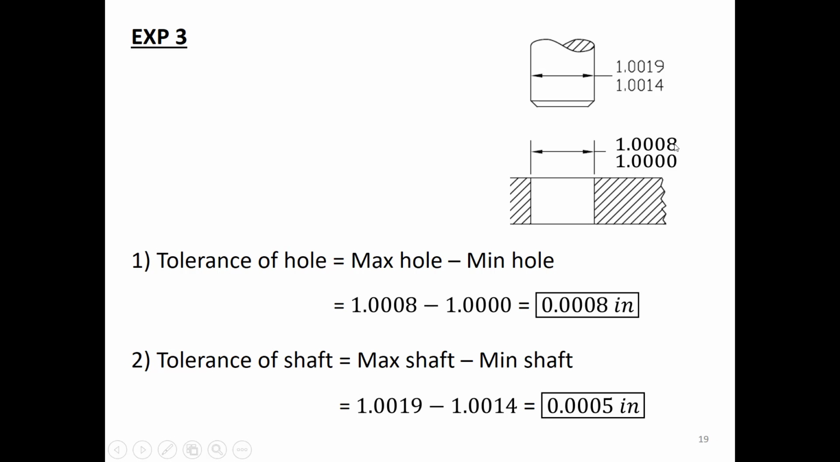And the third example is going to be an interference fit because the shaft size is always bigger than the hole size. So first is calculating the tolerance of the hole, which is going to be the maximum size of the hole minus the minimum size of the hole. So this is the tolerance of the hole. And the tolerance of the shaft is going to be the maximum size of the shaft minus the minimum size of the shaft. So you subtract them. This is the answer.